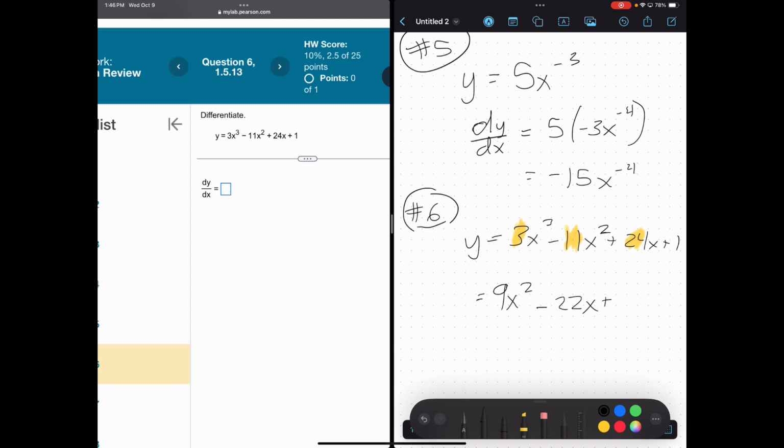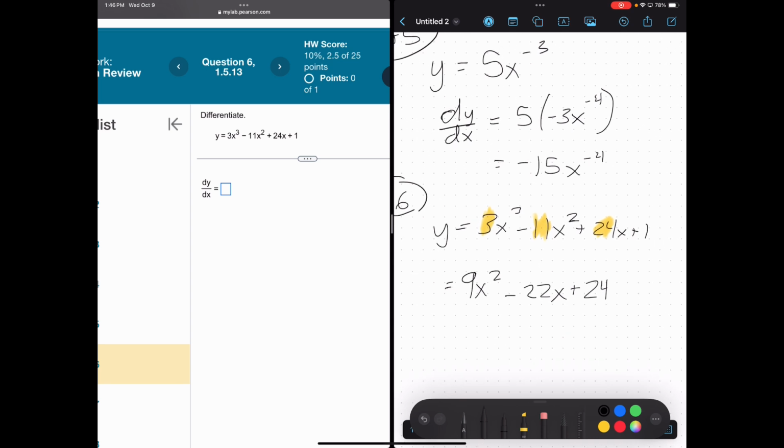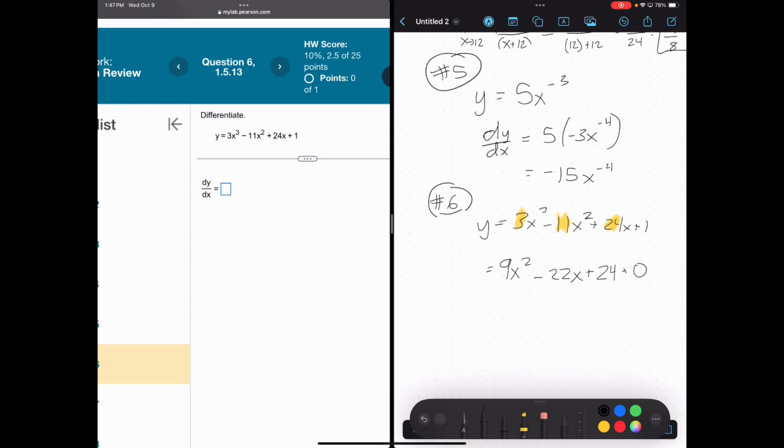Derivative of 24x? 24. Right. Since now I've reached a linear function here, the derivative of a linear function is just its slope. Derivative of plus 1? 0. Derivative of any constant is 0. Very nice. Okay. Nice and easy.